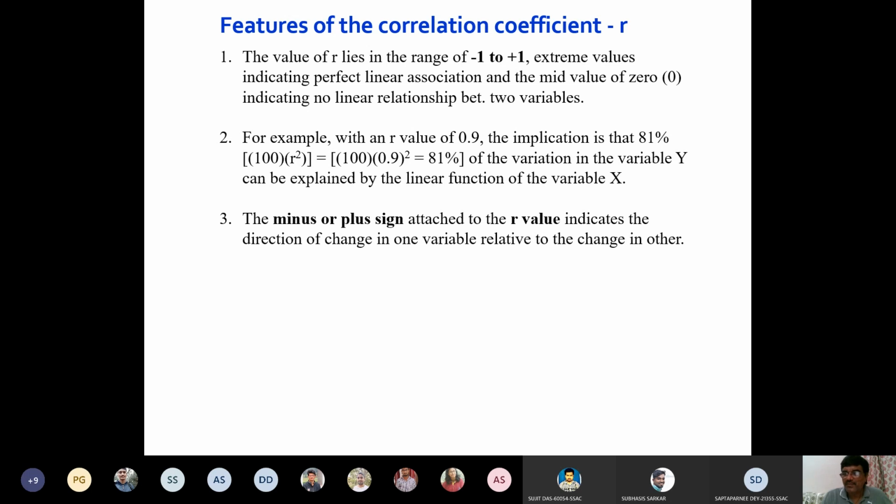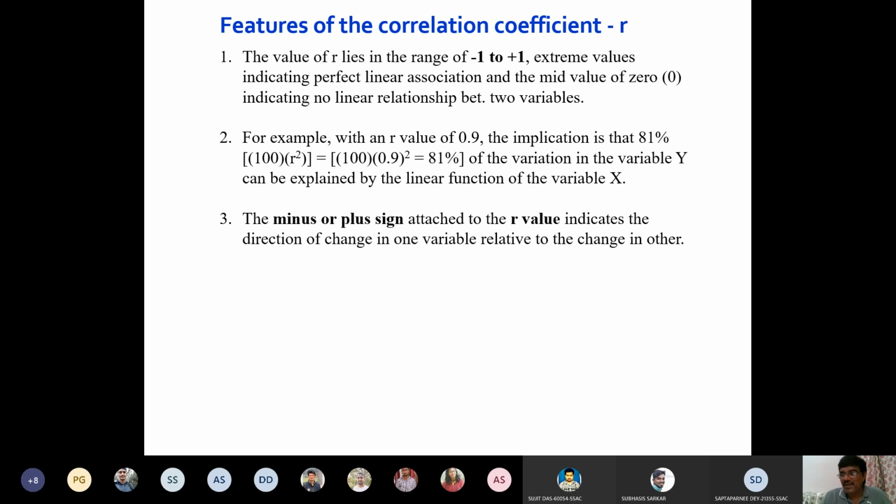The exact value will tell you. If it is minus 0.999, it is a very high value, so that means it is highly significant. Normally it will be highly significant. So for example, with an R value of 0.9, the implication is that you can square this value. This will become 0.81, and multiplied by 100 it becomes 81%. Squaring the value gives your coefficient of determination, which in this case will be 0.81, and you multiply it by 100, then it becomes 81%.